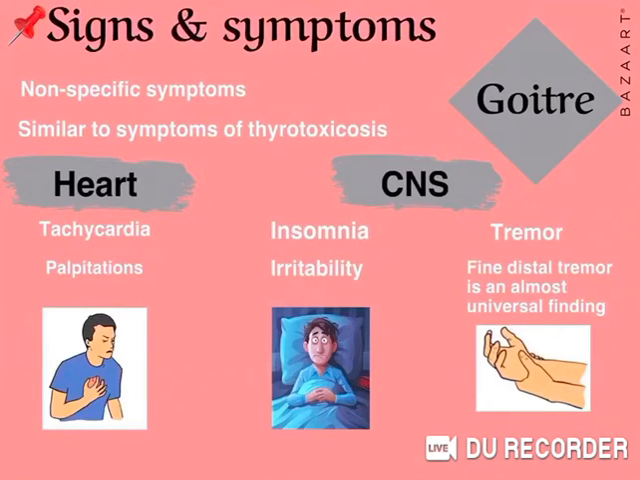After we know what Graves' disease is, we will speak about the signs and symptoms of it. We have specific and non-specific symptoms. The non-specific are similar to the symptoms of thyrotoxicosis. The most common one is goiter, tachycardia, palpitation, insomnia, irritability, tremor. Fine distal tremor is an almost universal finding.